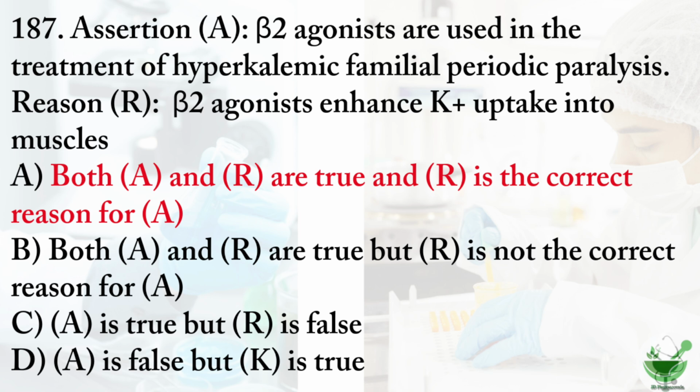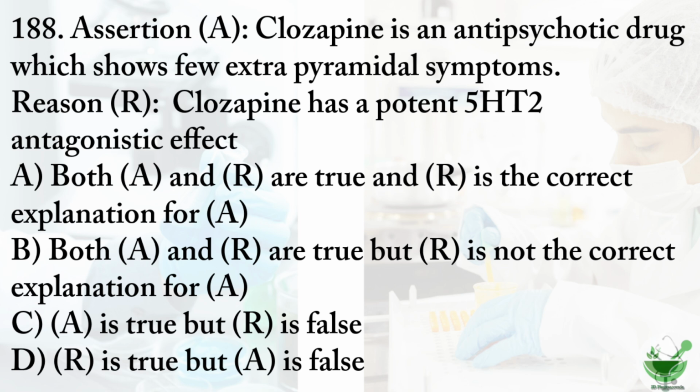Then question number 188, consider the following statements. First assertion, clozapine is an antipsychotic drug which shows few extrapyramidal symptoms. Reason, clozapine has a potent 5-HT3 and 5-HT2 antagonistic effect.